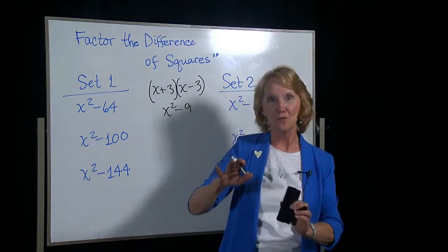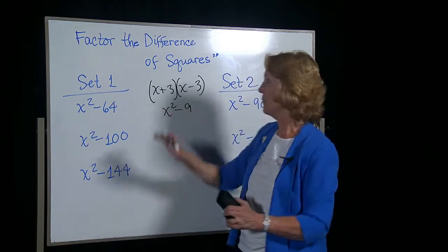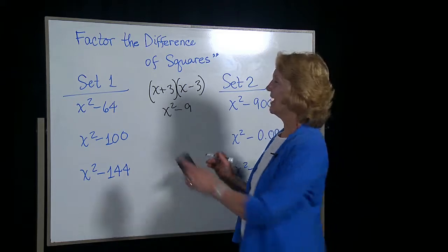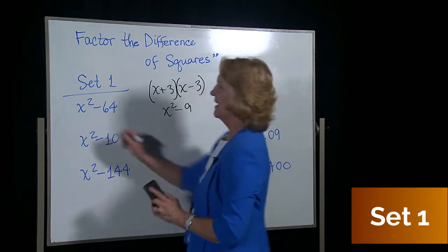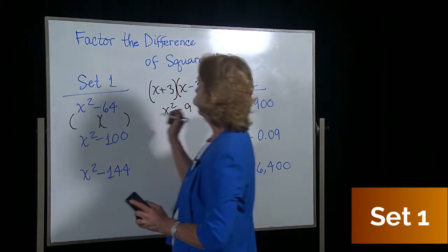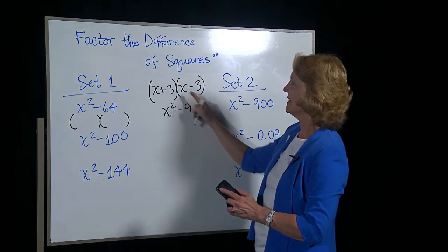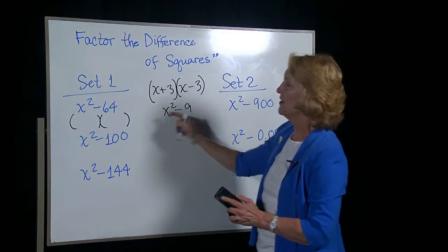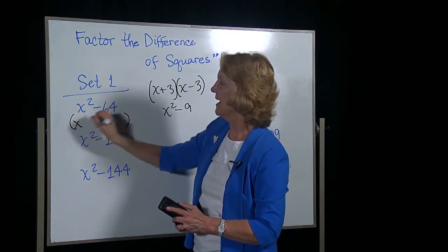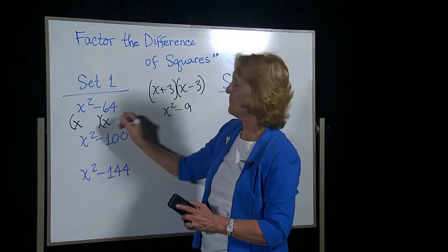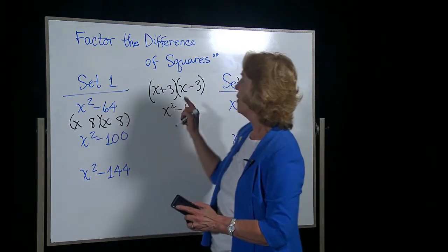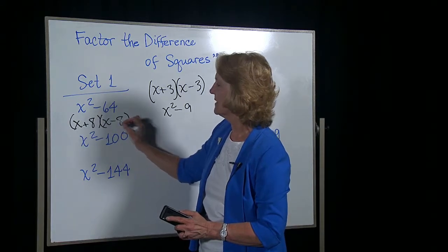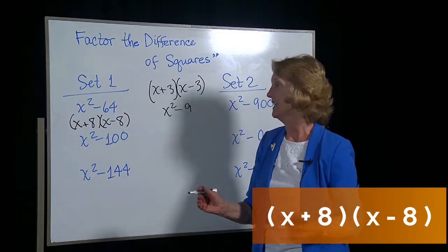So if I give you the difference of squares, I want you to go backwards and tell me what two binomials got you that answer. So here's what I want you to do. This came from x times x. This came from 3 times 3, and it becomes a difference. X squared came from x and x. 64 came from 8 times 8. One time they were added, one time they're subtracted. So you put a plus sign there and a minus sign there, and you're done.